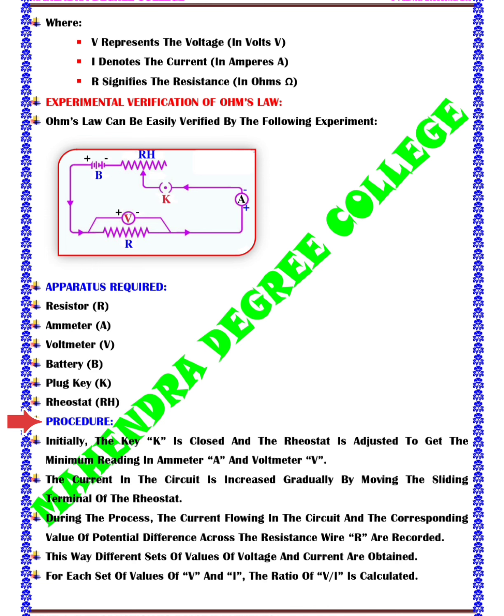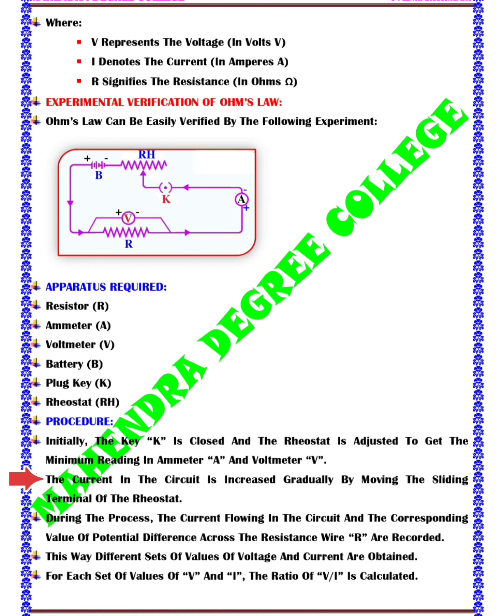The rheostat is then adjusted to increase the current gradually, with measurements of voltage and current taken at each step. In a circuit, a rheostat, which is a variable resistor, is used to control the current by adjusting the resistance. By gradually moving the sliding terminal of the rheostat, you can increase or decrease the resistance, which in turn affects the current flow in the circuit. This is a common method for experimentally verifying Ohm's law and other electrical principles.